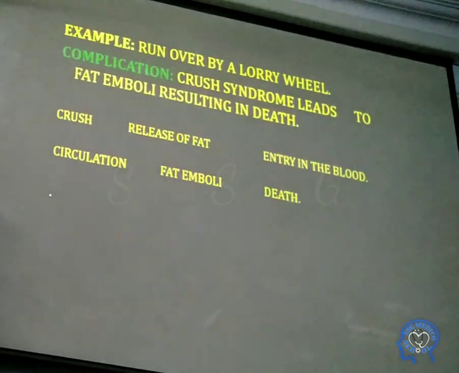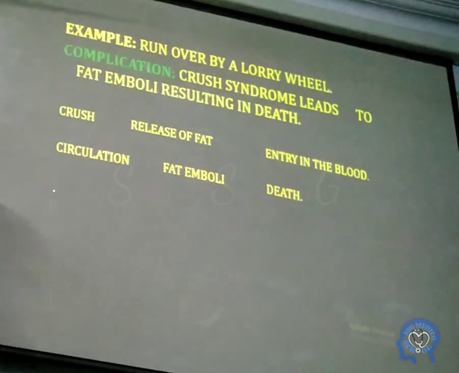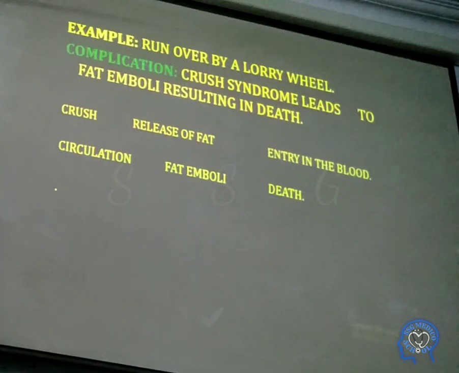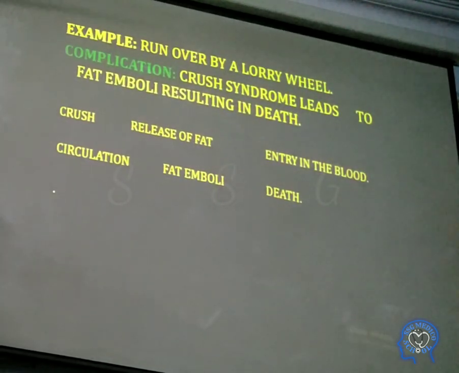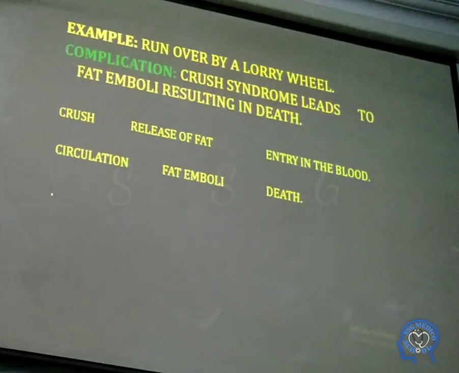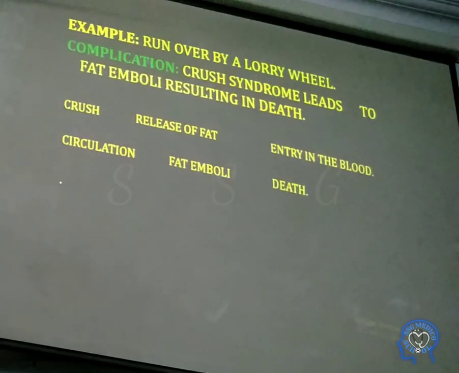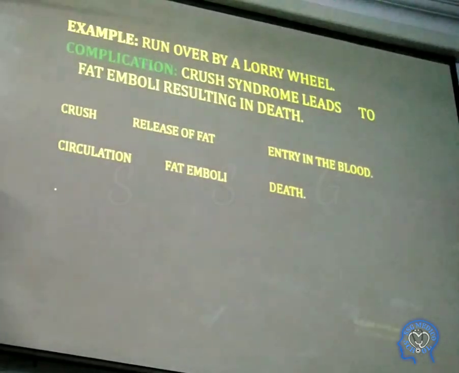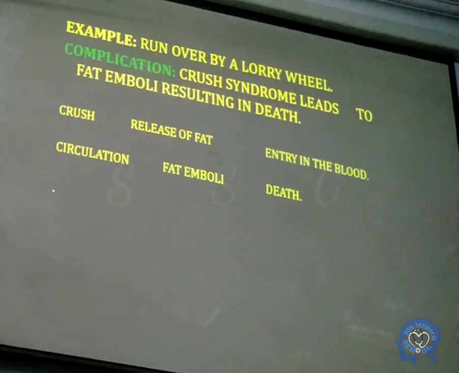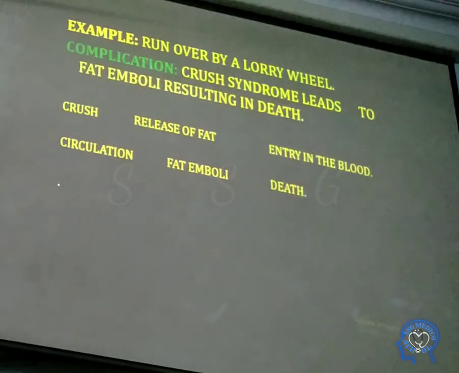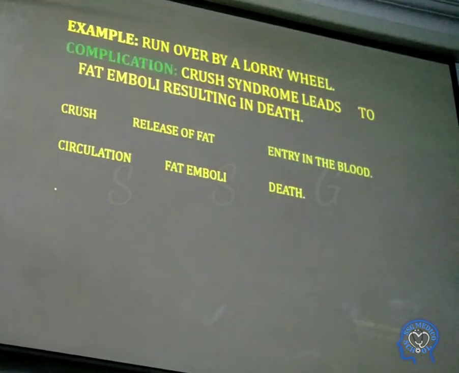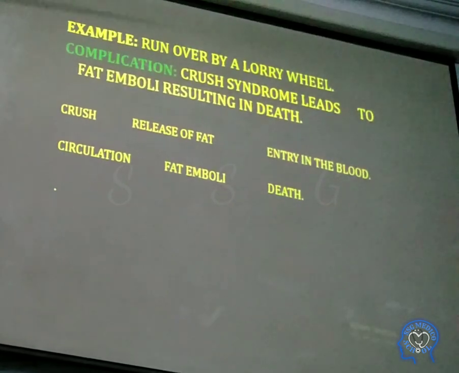What is crush syndrome? Due to trauma, fat embolism can occur, and it can cause death. In crush syndrome, ischemic necrosis can occur. When severe trauma to the muscles releases toxic factors, it causes damage to the kidney. Renal failure can occur. This happens in cases of torture, muscle damage by a hard blunt object. And second is fat emboli. Crush releases fat, which enters the blood circulation, causing fat emboli and death. Next.